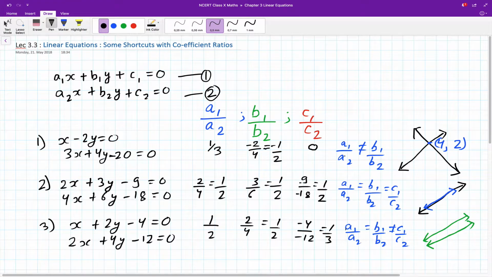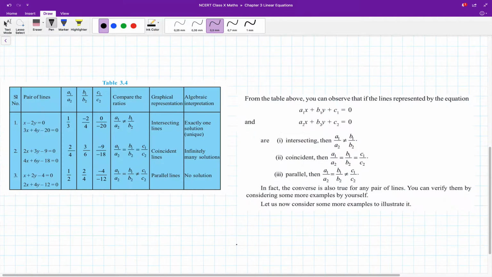So with just these facts, with just comparing these ratios, right at the very start, when we have a look at the linear equations, we can straight away compare these ratios and then conclude whether it will have a solution, or it will have infinitely many solutions, or it will have no solution at all. This is the same thing that we discussed and formally wrote in the table.